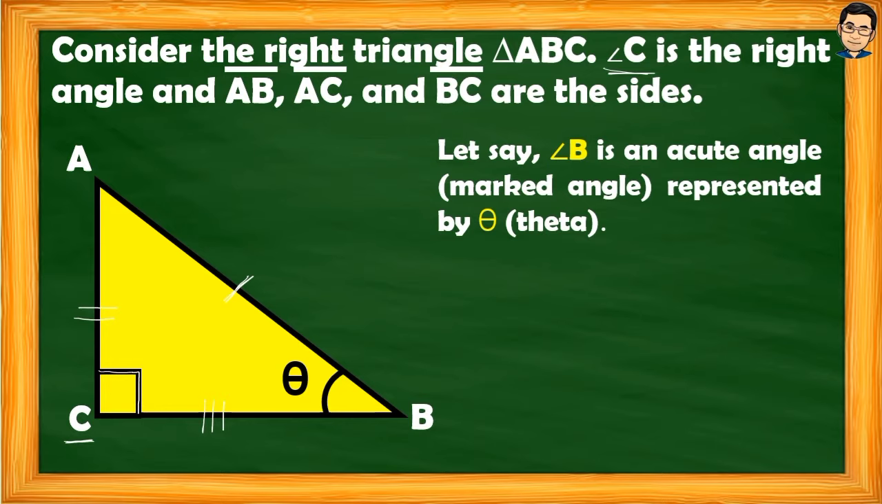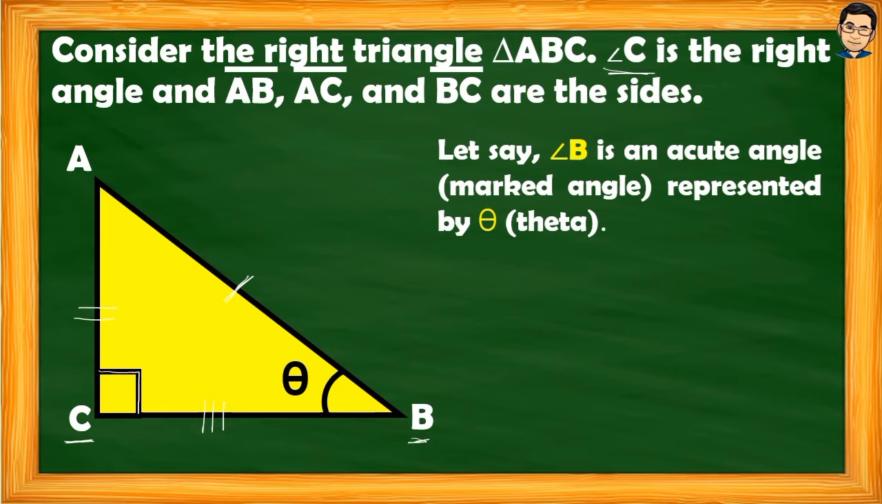So, let's say angle B is an acute angle, marked by theta. Sa trigonometry kasi, sa mga triangles, usually nakikita natin yung theta na yan. Ayan po, yung kanyang symbol: yung 0, and then parang may hati sa gitna. Okay, so angle B is an acute angle.